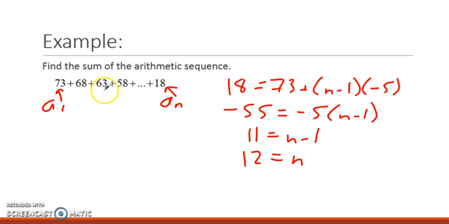And I also could have found that by sitting there and saying 58 minus 5 more, minus 5 more, minus 5 more, minus 5 more. And you could have done that and then counted up how many you have. But a lot of times, especially when there are a lot of terms in the sequence, you're going to find yourself much better off using the formula here.